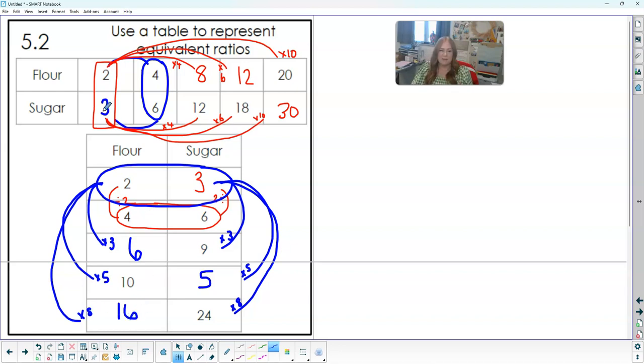So all of these, because it started as 2/3, they have the same basic ratio. All of these are equivalent to each other. They all mean they're following that same pattern. 2 of these, 3 of these, 2 of these, 3 of these. These are all equivalent. 2/3 is the basic ratio because it can't simplify anymore. So we're just following that pattern. What you do to one, you do to the other.